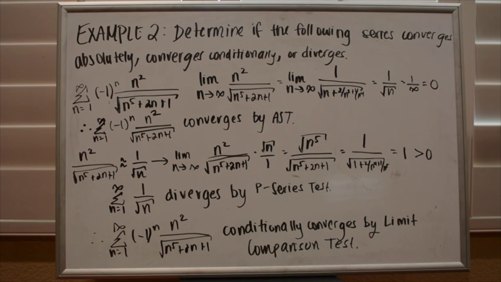So therefore, the series of our original term, n squared over the square root of n to the 5th power plus 2n plus 1, is also going to diverge. But because our entire series, our original series with the negative 1 to the n, converges, it's going to conditionally converge by the limit comparison test.